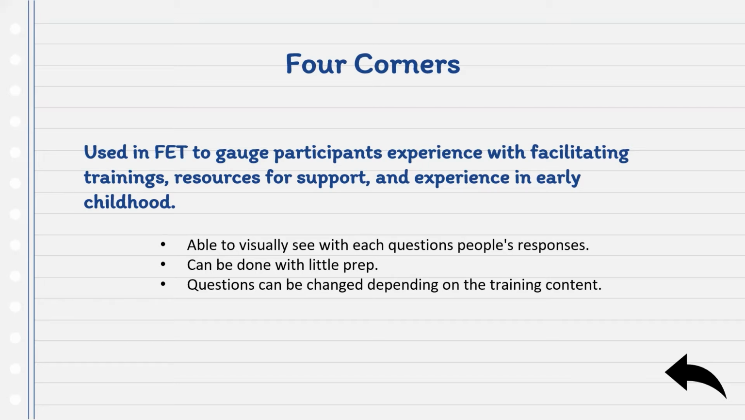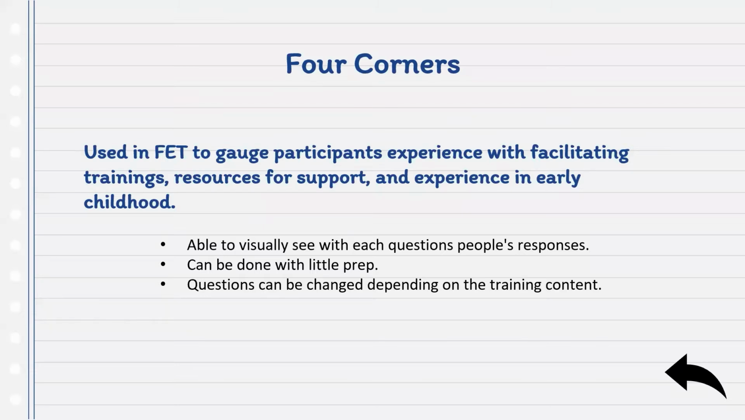But if we're in a room setting, we use the four corners within the room that we're in, and we put a 1, 2, 3, and 4 in each corner. We ask a series of questions. The first question may be something along the lines of, how many years experience do you have in early childhood? And we'll say, okay, if you have no experience, this is your first rodeo, then you're going to corner 1.